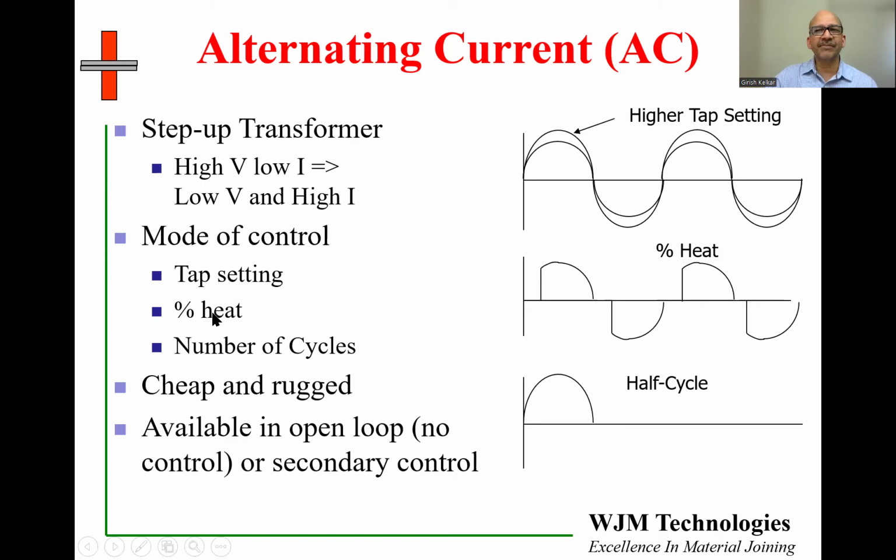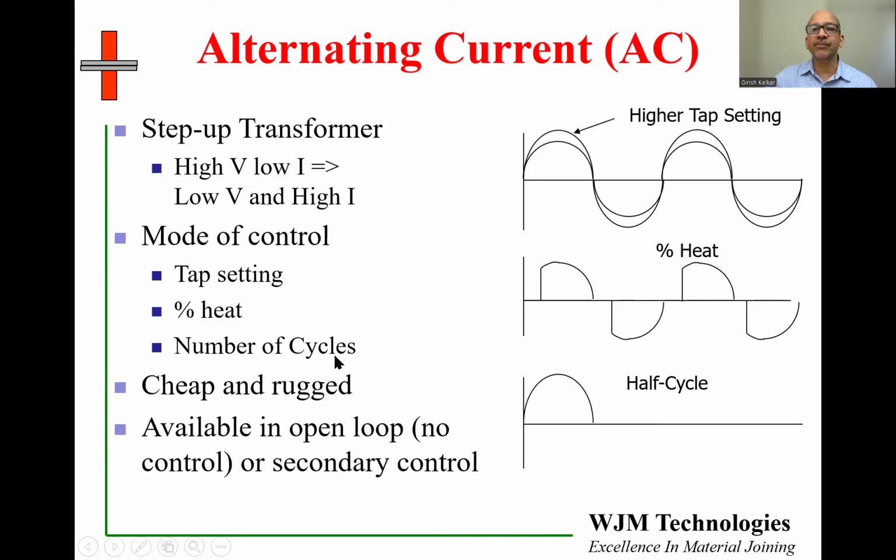You can also have some slightly more finesse control by controlling the percent heat. That is a way of chopping away some of that energy in each half cycle. So for example, showing here schematically, if you say you want 80% heat, that means the power supply will chop off about 20% of that half cycle and only send 80% of the energy to the parts being welded. And that can be replicated for each of the half cycles. So if you have two cycles with 80% heat, this is what it's going to look like.